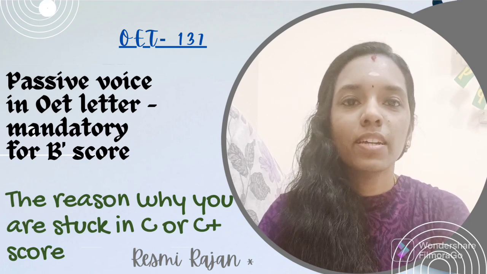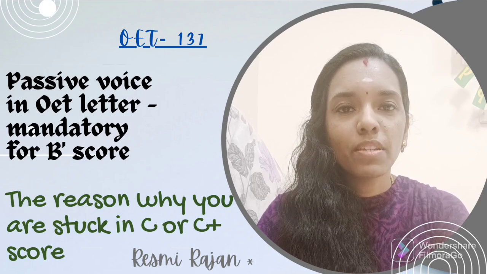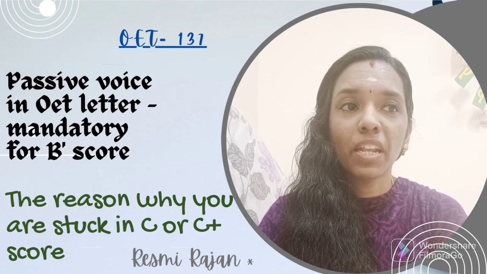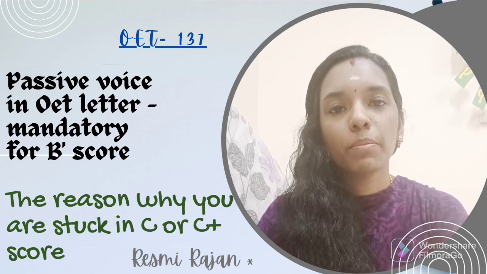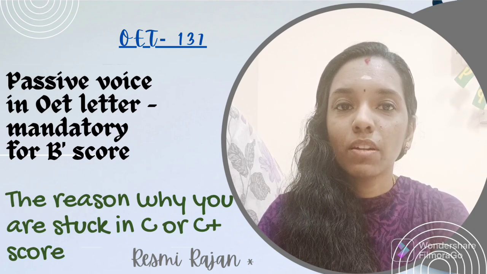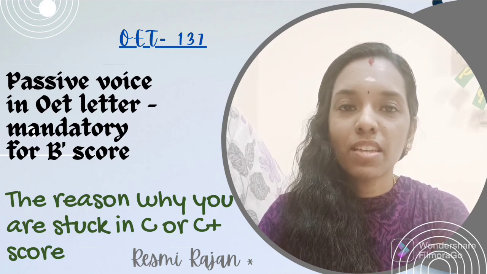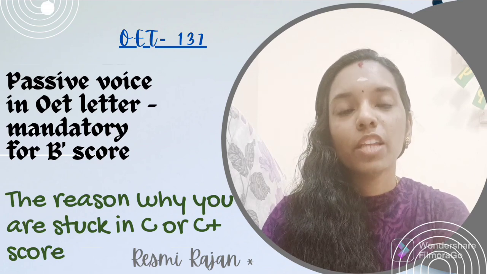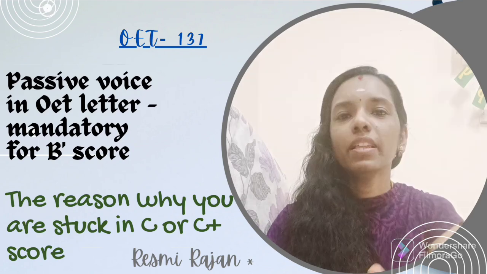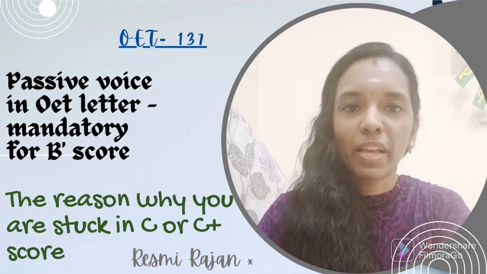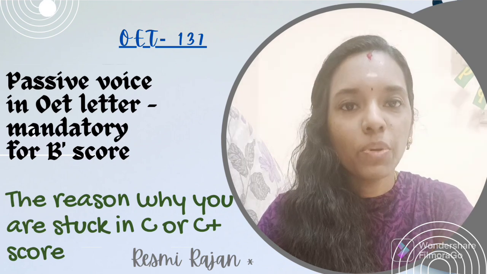Many students say that they got a C score or C plus continuously. They could not make any changes, and they don't know the reason behind that. They could not find out why they are stuck at the same score, why they could not get 350 in the OET letter. Most probably the problem is in the usage of passive voice. So in this video I will tell you in a simple way how we can use the passive voice.